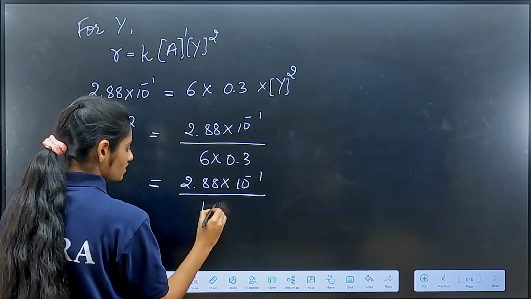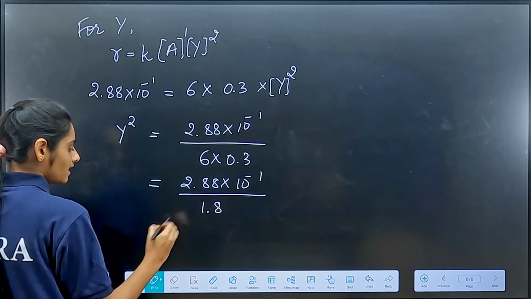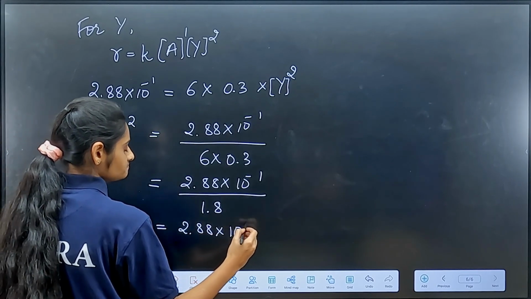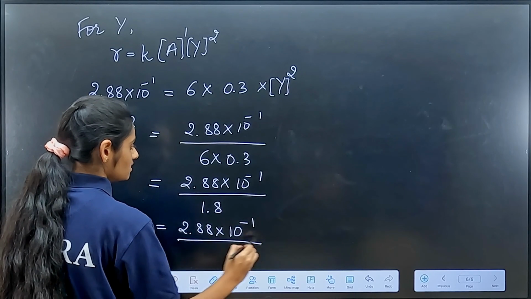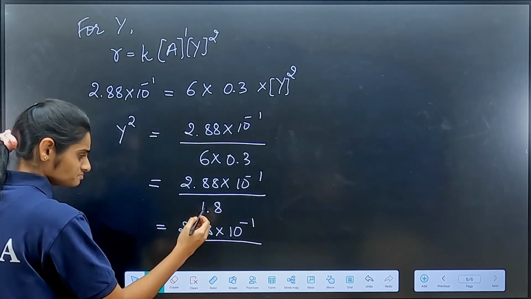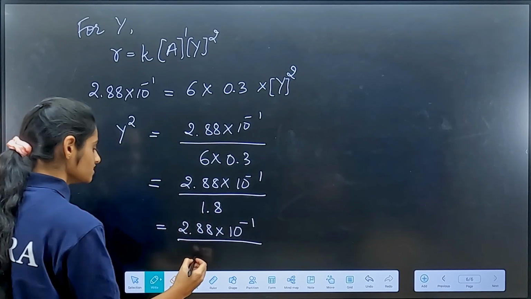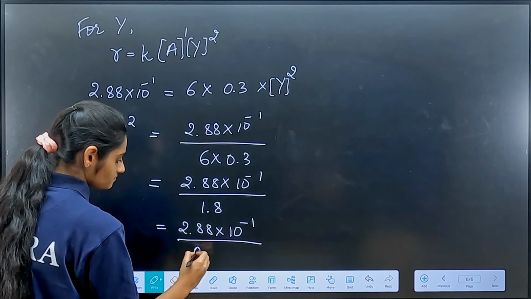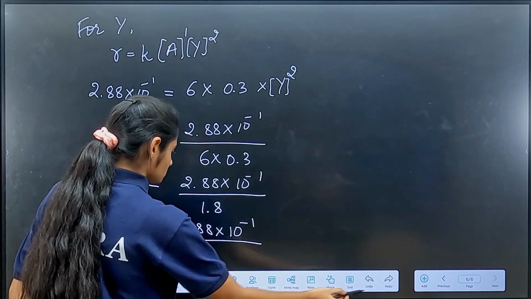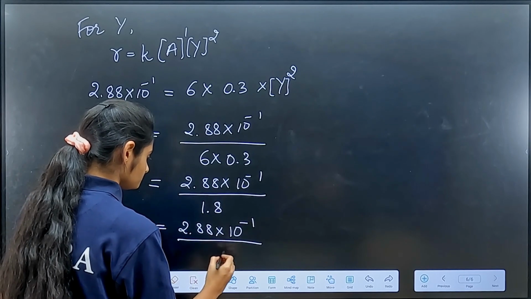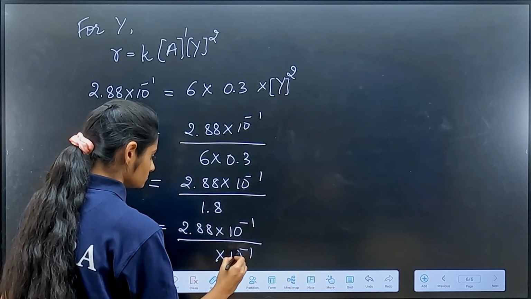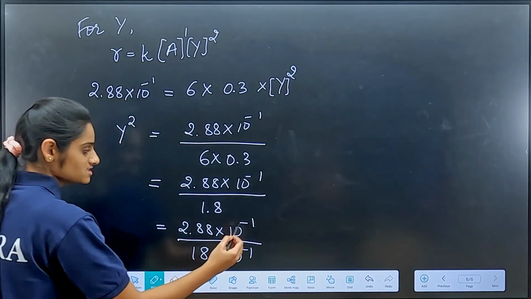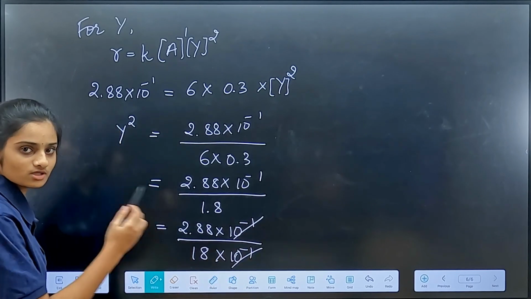So 1.8. So for this what I'll do, I'll mention this as 2.88 into 10 to the power minus 1 divided by, I'll shift the decimal point. So when I shift the decimal point, what it will be? It will become 18 into 10 to the power minus 1. So I can easily cancel 10 to the power minus 1 and 10 to the power minus 1.